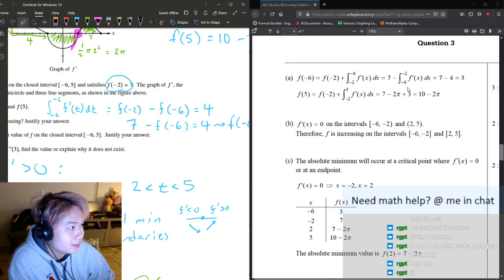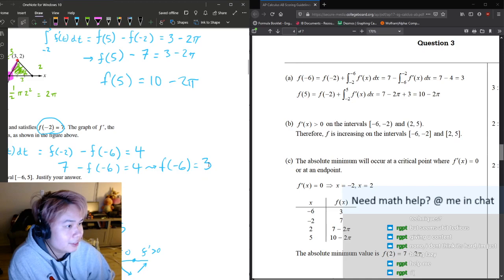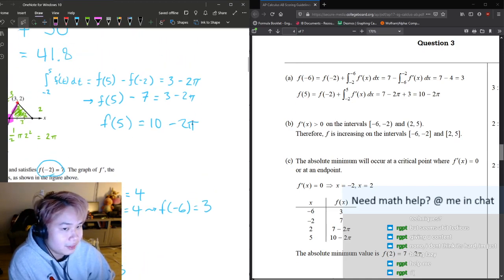Like, f of 6 is 3, but I got 4. So I guess I messed up somewhere too. Oh wait, no, I have it right here, 3. Okay, never mind. It's good. And then f of 5 is 10 minus 2 pi.